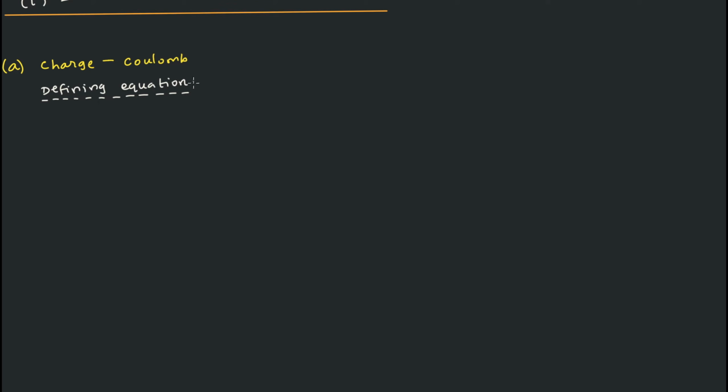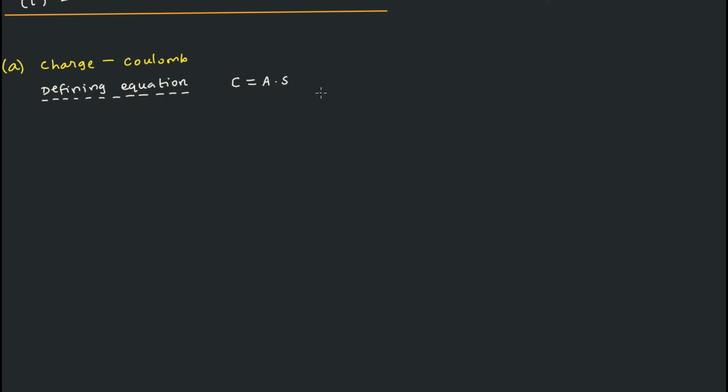So the defining equation for the coulomb is what you have to take, and we have seen in the last class the meaning of definition. What do you mean by 1 coulomb? How do you explain? That definition is what is called the defining equation, and we have seen that the coulomb, that is the C that we are going to write down, is equal to ampere multiplied by second. This is what we have seen in the last class.